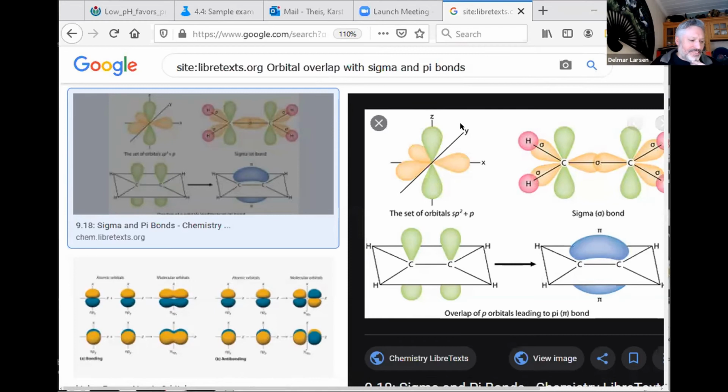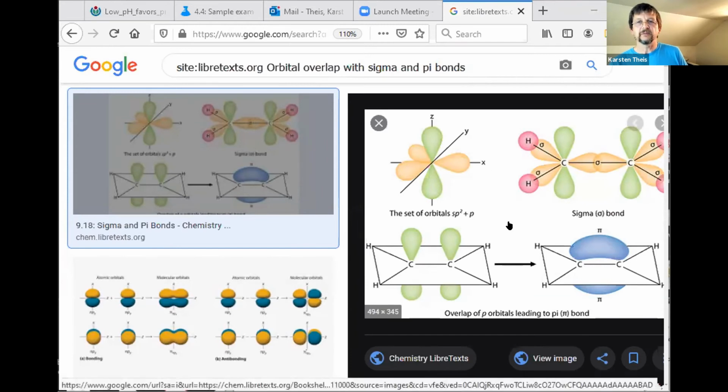Anyway, so this is one direct way. You just check if something on LibreTexts already has that figure. Sometimes you can just see in which chapter it is, and then you can search your way through it like that.